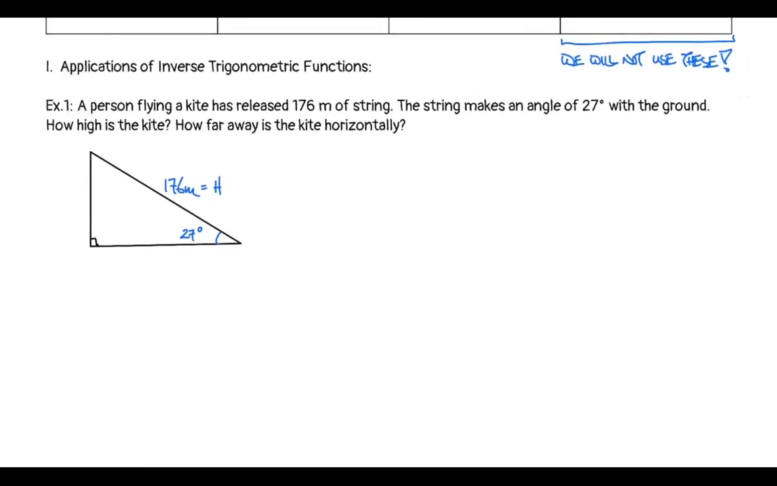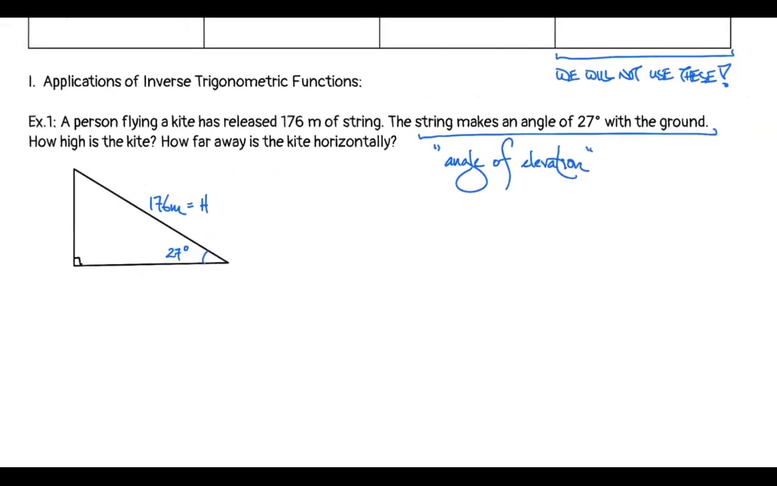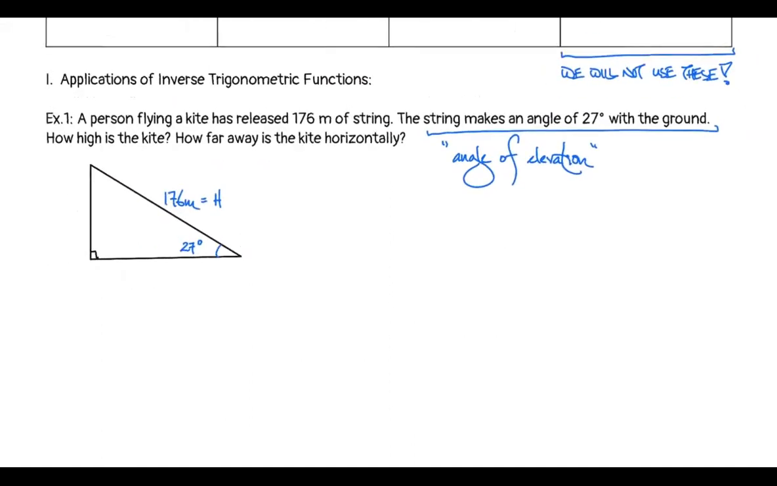Now you might see this also written in a word problem. Someone might call this your angle of elevation. Okay. One thing to notice, the angle of elevation is wherever the horizontal is, we measure up from that. So we're elevating from the horizontal. Okay.